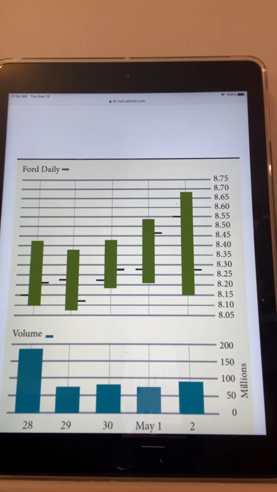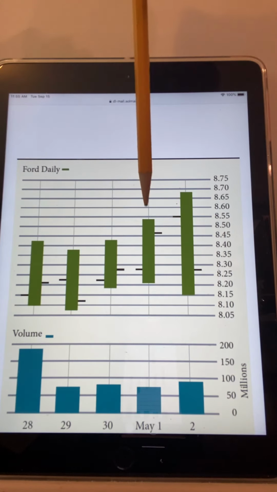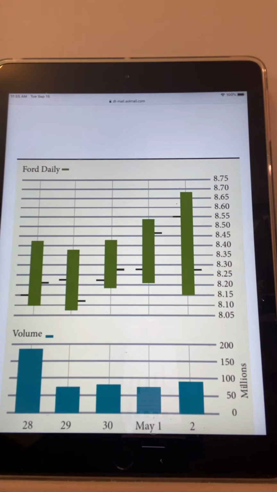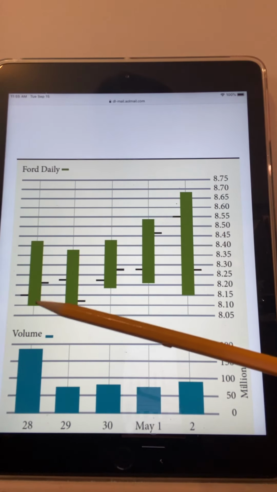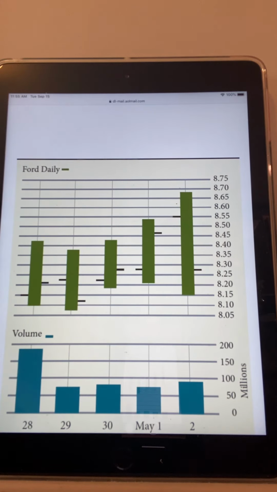This is a stock bar chart for Ford Motor Company during a 1-week period. On the bottom, you see it's labeled May 1st and 2nd, so this would be April 28, 29, and 30. And since it's for 5 days, you see 1, 2, 3, 4, 5 bar charts. And as we saw previously, each bar chart has a left arm, which is the open, a right arm, which is the close, and then the rectangle contains the low price and the high price.